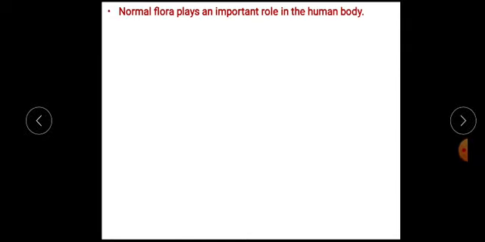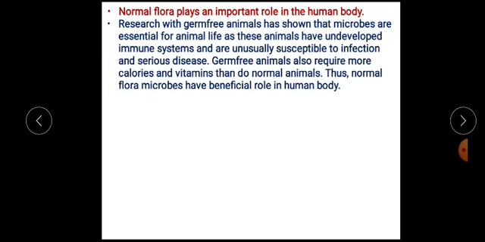Normal flora plays a very important role in the human body. This means that normal flora is beneficial. There is research with germ-free animals. Germ-free animals means animals which were never exposed to external environmental conditions, or are cultivated in a dust-free environment, so that no microbes enter any part of the animal.